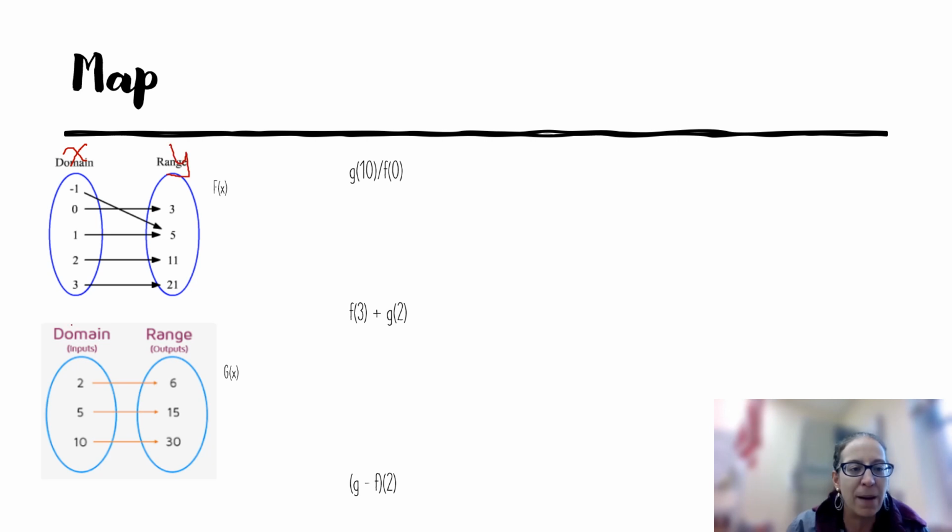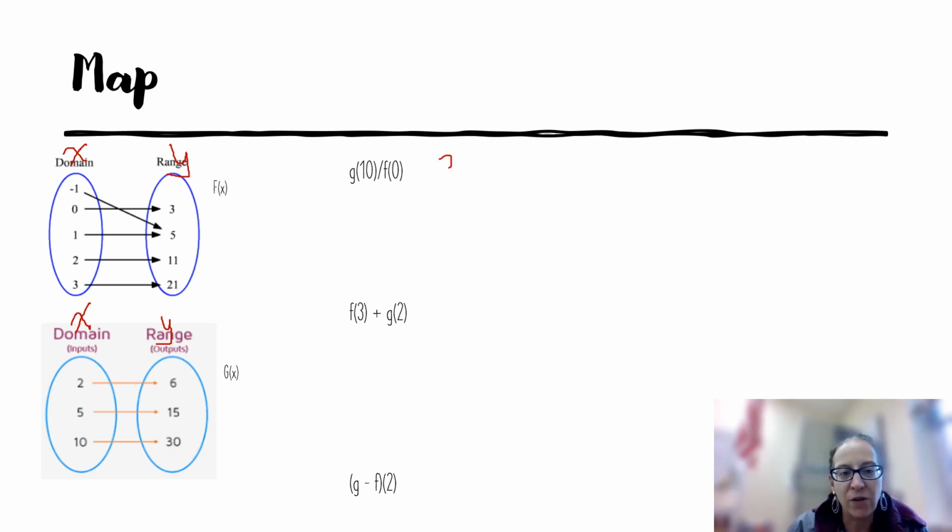So you're always mapping an x onto a y, and what you'll see is a little bubble with a bunch of x values, and then the arrows are going to tell you what the y value is that goes with it. Once again, you do have to have them labeled. So this is f, and this one is g. In this first one we are looking for g of 10 divided by f of 0. So g of 10, I'm going to come down here. Remember, the number in the parentheses tells you your x. So g of 10, this is going to tell me what it maps to. It maps to a 30.